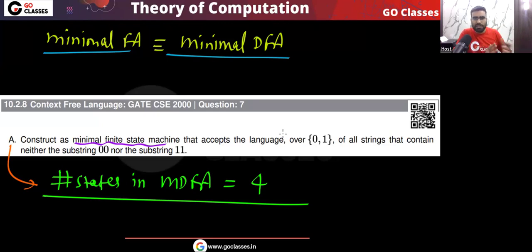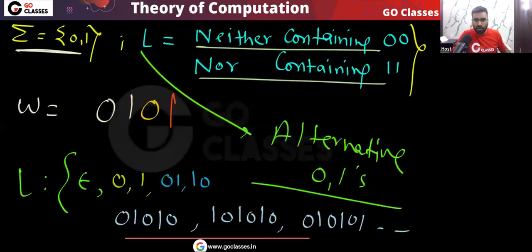We have done a lot of practice and I hope you understood this also. Did you understand from this language how to create the minimal DFA directly? We only have to keep track of the last symbol, because if you know that the last symbol is 1, then the next symbol should be 0. If the last symbol is 0, the next symbol should be 1. So you only have to remember the last symbol, which can be either 0 or 1. Like this, easily you can create the minimal DFA directly. Okay, let's move on now.